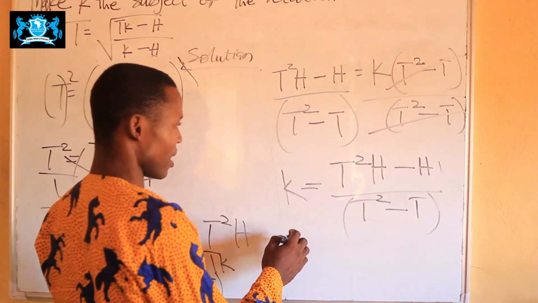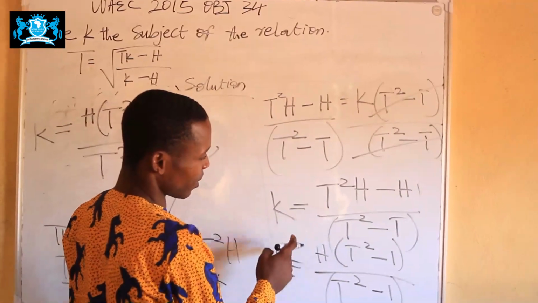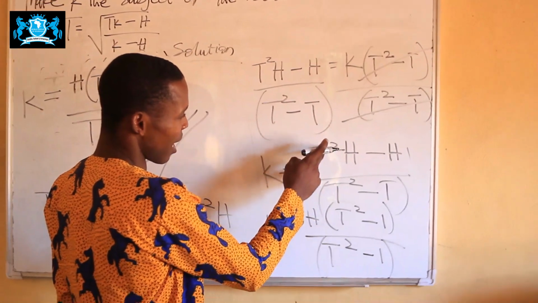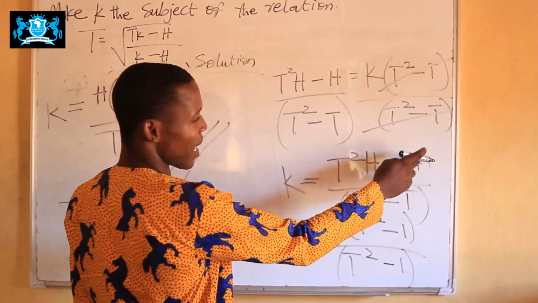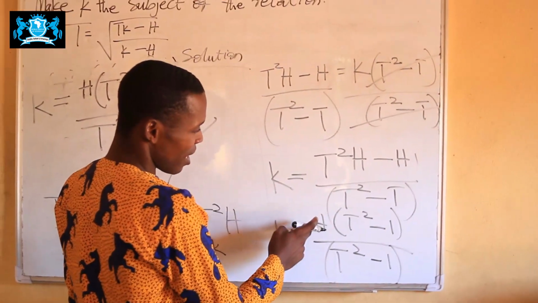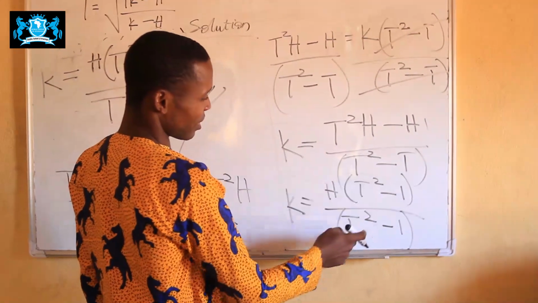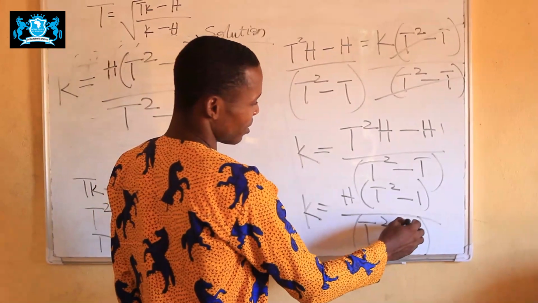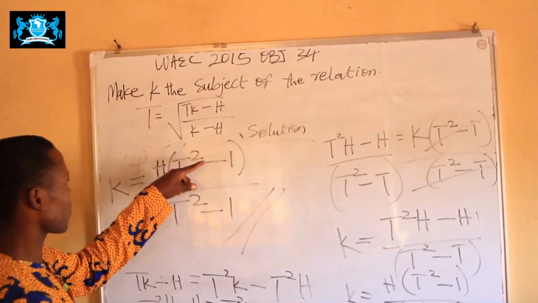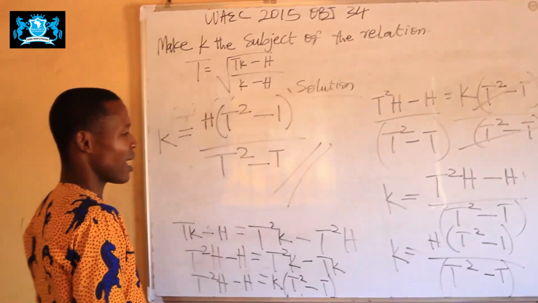But you can also factorize this place. You bring out that H. If you divide there by H, you will now have only T squared. Divide there by H, you have 1. That's why you have 1 here. So we now have H bracket T squared minus 1, all over T squared minus T. So after solving everything, our K is H times (T squared minus 1) all over (T squared minus T). This is the final answer.